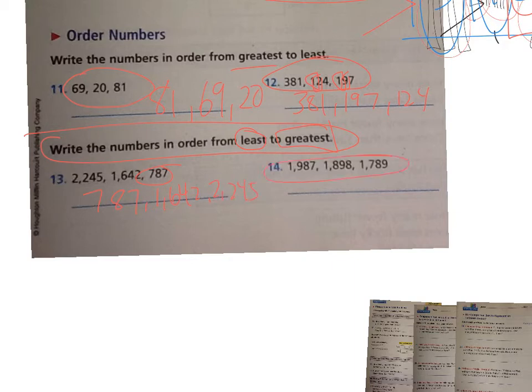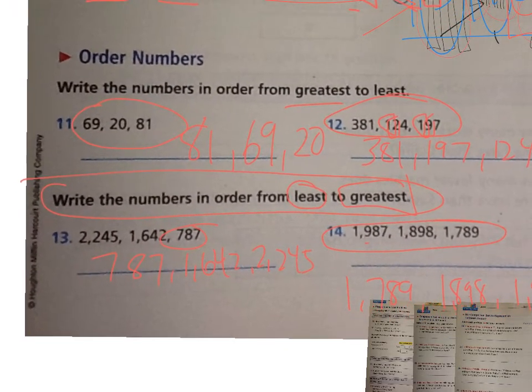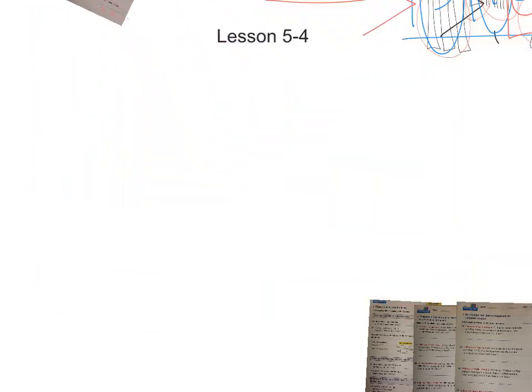Here we have a 1 in the thousands place in all of the numbers, and then we go to the next digit in the hundreds place. So the smallest would be the 7 for 1,789. Next would be the 8 for 1,898. And then the biggest number would be 1,987. All right, so hopefully you got that. The most important thing on that is understanding what they're asking: greatest to least or least to greatest.